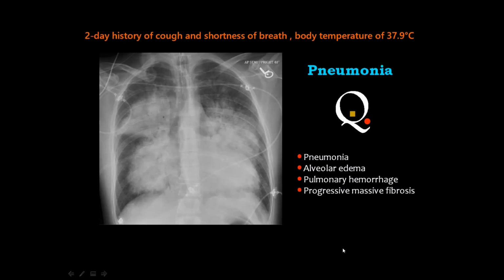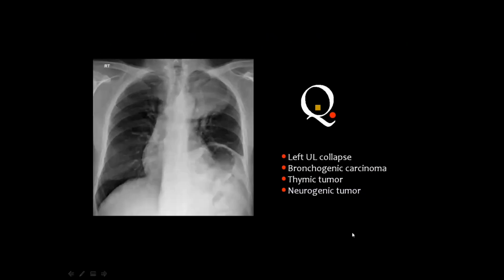In the exam, please don't go for odd diagnoses, considering that you are in the exam. You should diagnose the straightforward condition first. If you feel that this is not the right answer, but you go common by common, you will reach the diagnosis. Next case is this lesion: left upper lobe collapse, bronchogenic carcinoma, thymic tumor, neurogenic tumor.